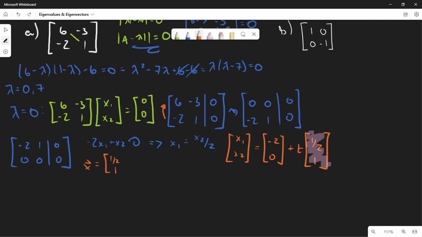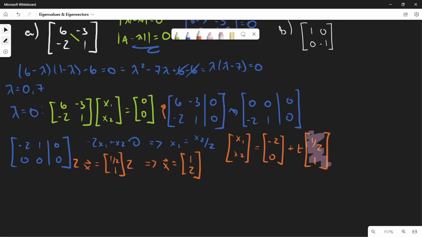And if you remember, I think I mentioned in the lecture that once you find one eigenvector, if you multiply by any constant, that new eigenvector will also correspond to the eigenvalue. And so what we can do here is just multiply both sides by 2, so we can get rid of the 1/2, and we are left with our eigenvector being 1, 2.